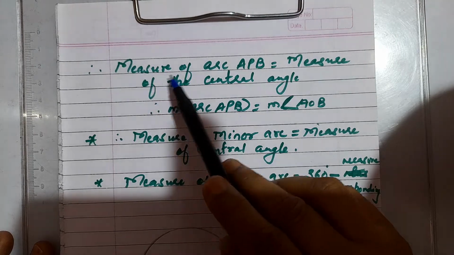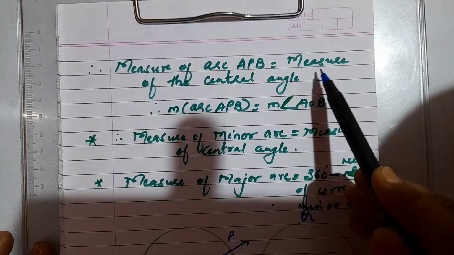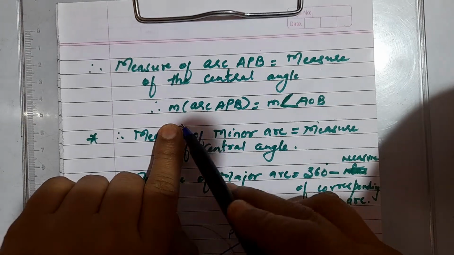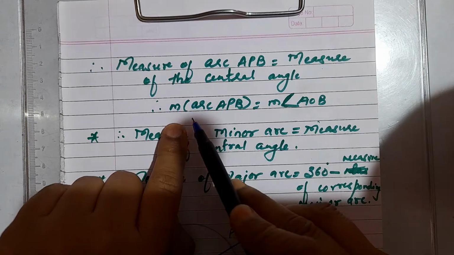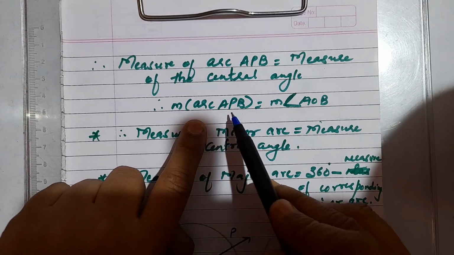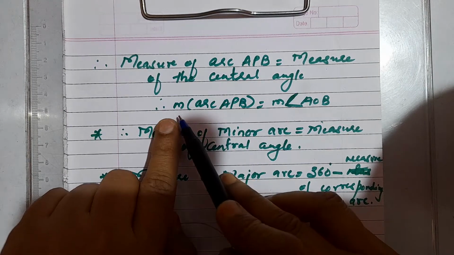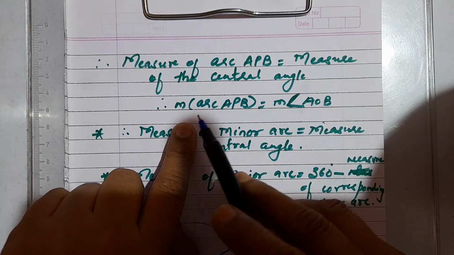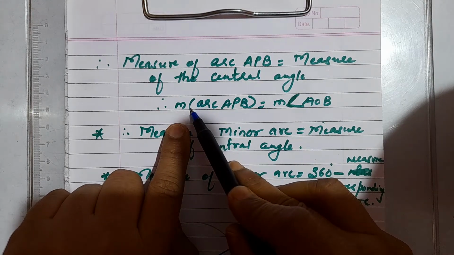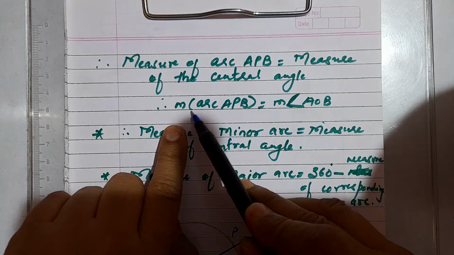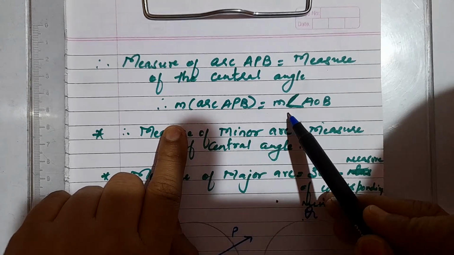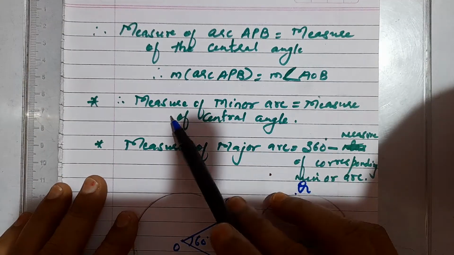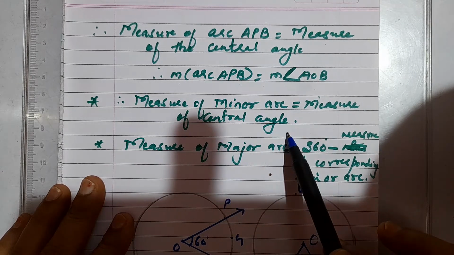So I have just written it: therefore the measure of arc APB will be equal to the measure of the central angle, and we are writing in symbols, children. This is how to read it: measure, this bracket, so measure of arc APB. You will write measure of arc. Now see children, there is no need to write "of" in the mathematical symbol, because this bracket itself contains the word of. So measure of arc APB is equal to measure of angle AOB, because AOB is your central angle. Here again I wrote, therefore measure of minor arc is equal to measure of the central angle.